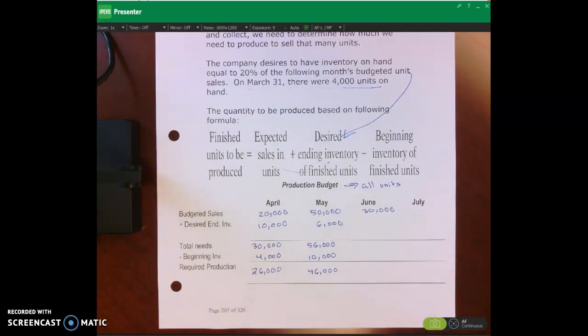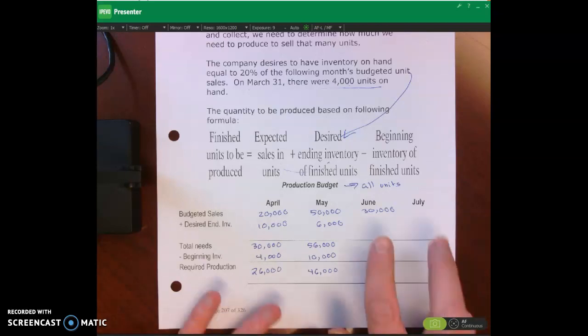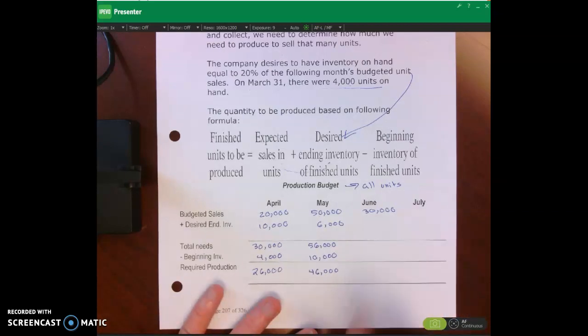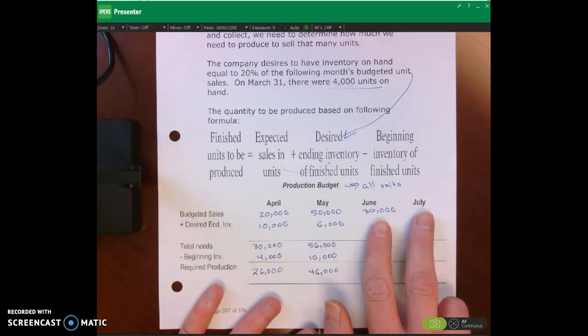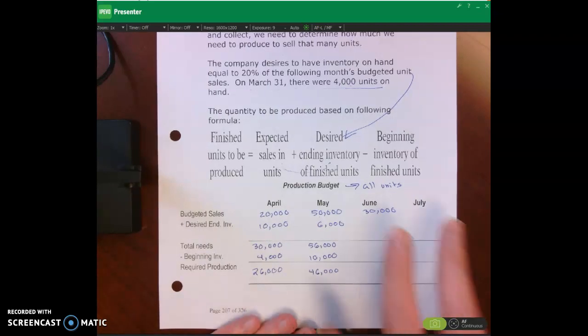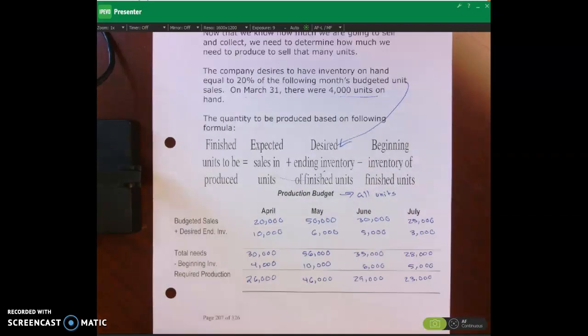Okay, so what I want you to do, and we need July in here for reasons that we'll talk about in subsequent budgets, is complete June and July. Pause the lecture video and complete June and July, and then we'll check your work together. Hello and welcome back. So let's take a look and see how you did.